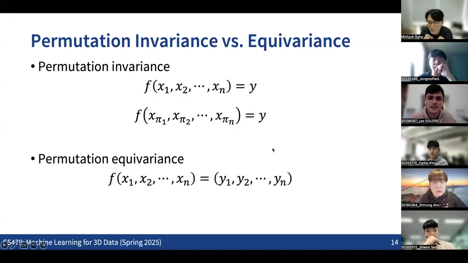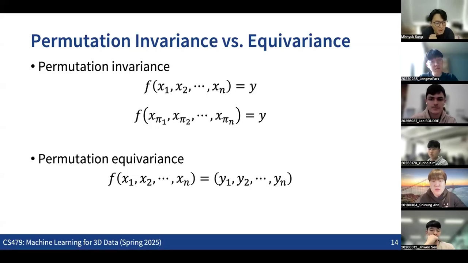And equivariance is slightly different. This is for the case where we get an output for each data point, for each point in our case. This is the case of segmentation, for example. For segmentation, we get a label from the neural network not for the entire shape, but for each point. So we have n points, and we also get n labels, each corresponding to each of the points that we have. So the output is n-dimensional, and each element corresponds to each point. Segmentation is an example of this.